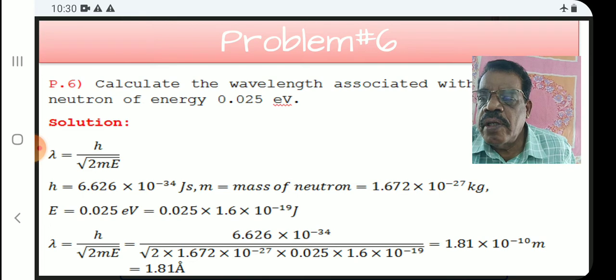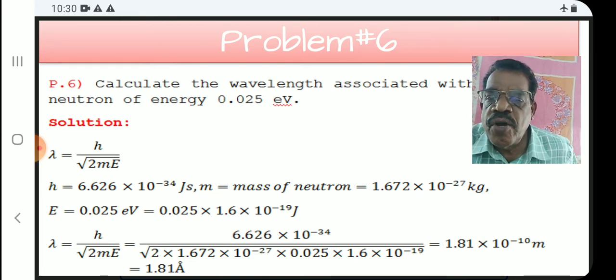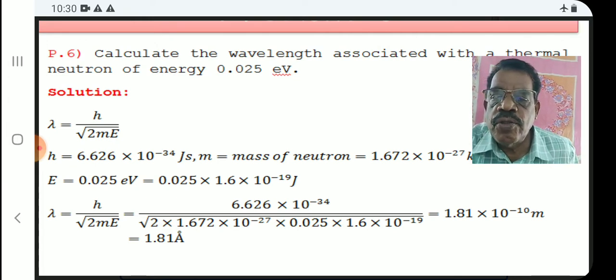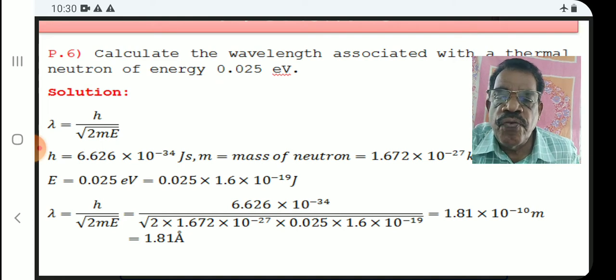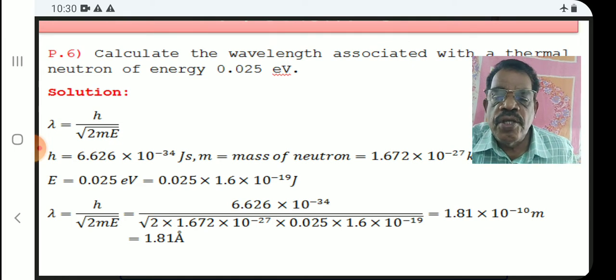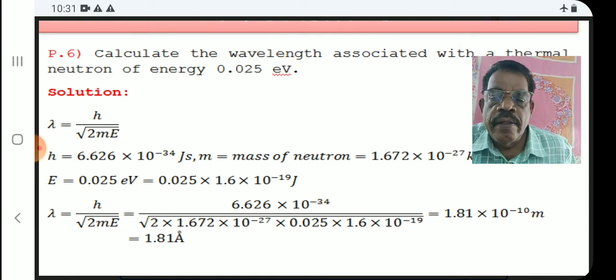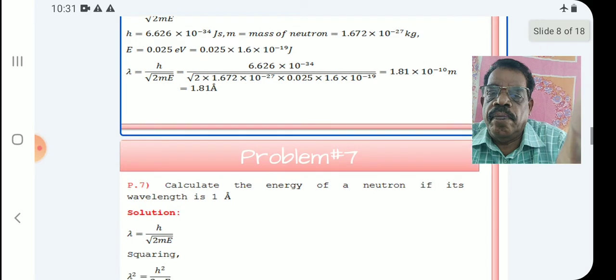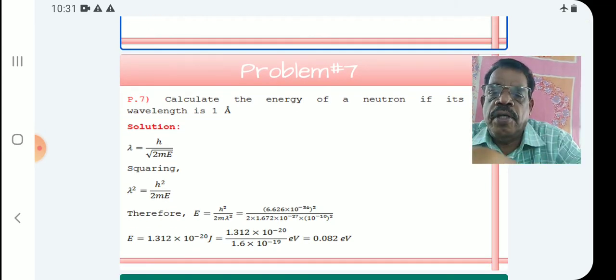E is equal to 0.025 into 1.6 into 10 raised to minus 19. Lambda is h by root of 2mE, which is 6.626 into 10 raised to minus 34 by root of 2 into 1.672 into 10 raised to minus 27 into 0.025 into 1.6 into 10 raised to minus 19. That equals 1.81 into 10 raised to minus 10 meter. That we convert into angstrom: 1.81 angstrom. Next problem.